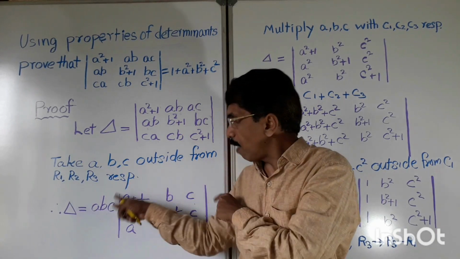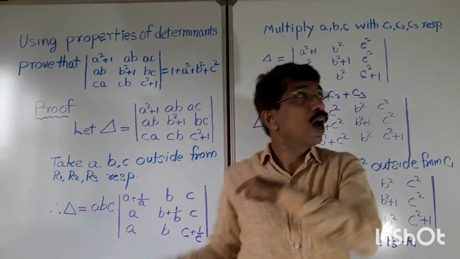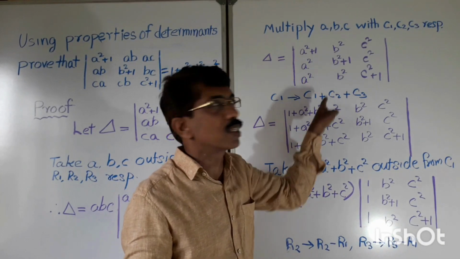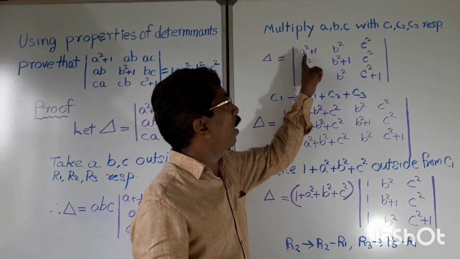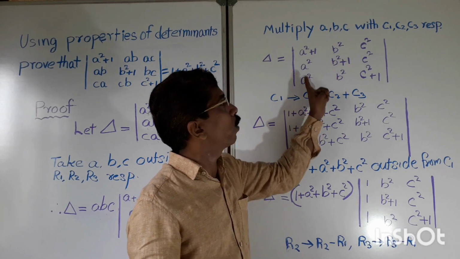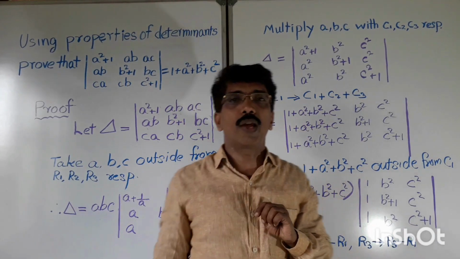So ABC we have taken out, but we don't want that ABC outside. We have to insert it. I have inserted by multiplying C1, C2, C3 respectively. So I got this one. Now you think, if you are adding this R1, R2, R3, will you get 1 plus A square plus B square plus C square? No, we are not getting.